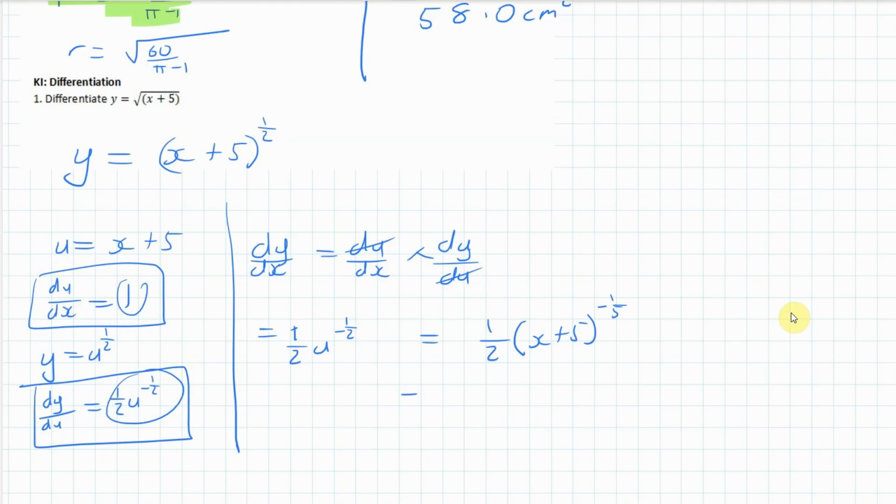And if we wanted to make that look rather elegant, we would rewrite it as 1 over 2 times the square root of x plus 5, like that. Okay, and that would be fine. Oh, that's very messy up there. This is actually a half. Okay, make that a bit neater. So let me just fix that to the minus 1/2.